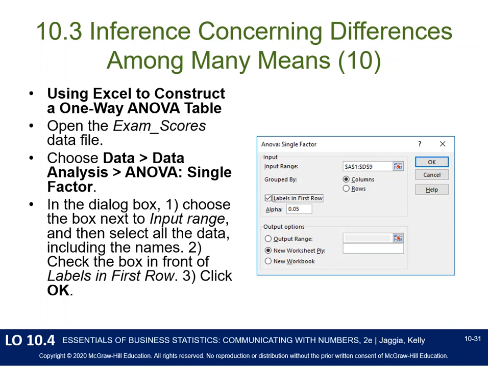Then we'll choose whether the data is grouped in rows or columns, whether we have labels in the first row, what is our significance level, and then how we want the output. So let's jump over to Excel now. We're going to be in the exam scores worksheet of your Chapter 10 workbook, and let's practice this.